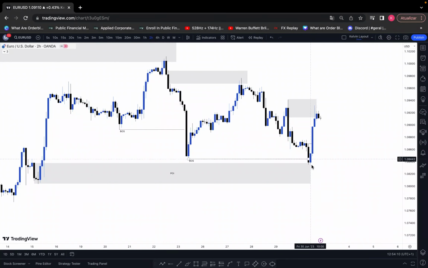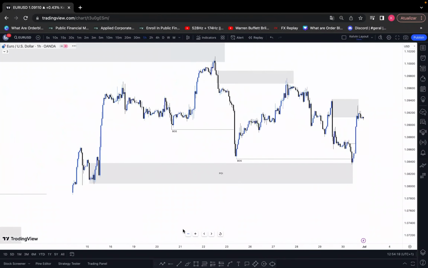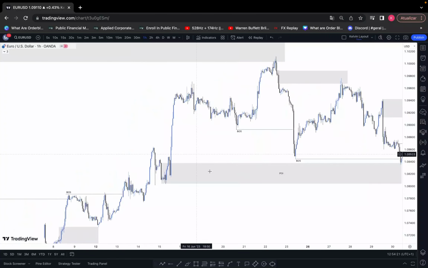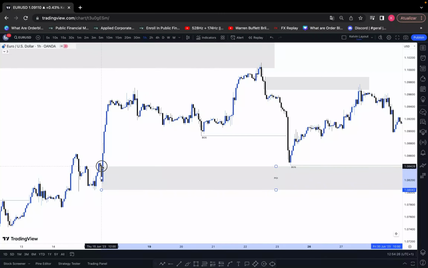What happened is that yesterday price actually came into this point of interest. So this is the 1-hour order block. If I quickly go back to the 1 hour, you guys will be able to see that it was this black candle right here. This was the black candle that I saw. That was the order block.